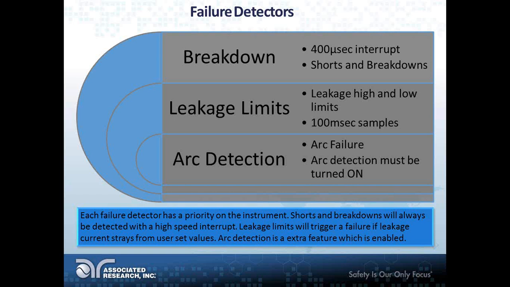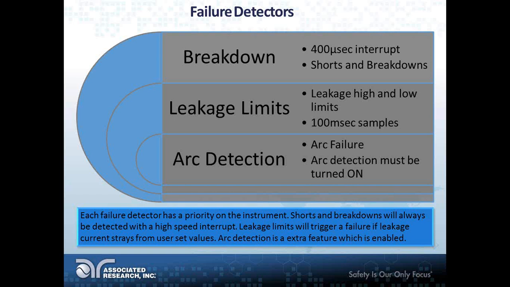Then, of course, we have our leakage limit detector. This goes back to what I was saying before on leakage currents. Say you set a high limit and a low limit. The unit is going to look at this, and if it strays outside your window of leakage operation, you're going to get a failure. This one's a little bit slower since it's not detecting a catastrophic event. If your insulation does fail, even if you have leakage limits, the breakdown detector takes precedence. So even if you have, say, a high limit of 5 and a low limit of 3, if you get a true breakdown, the unit's going to find that right away. It's going to give you a breakdown failure.